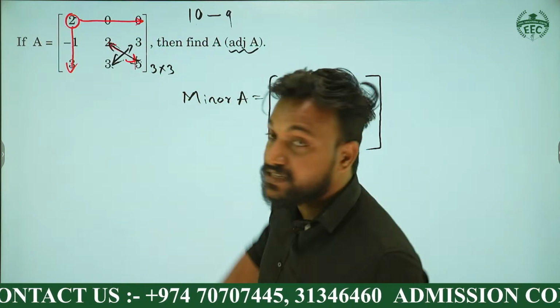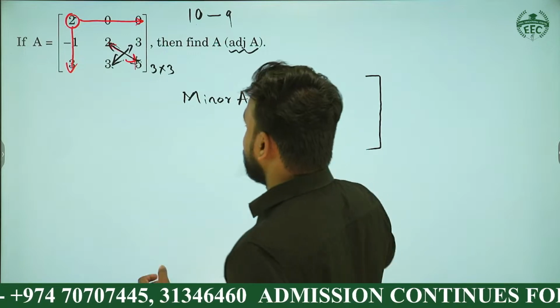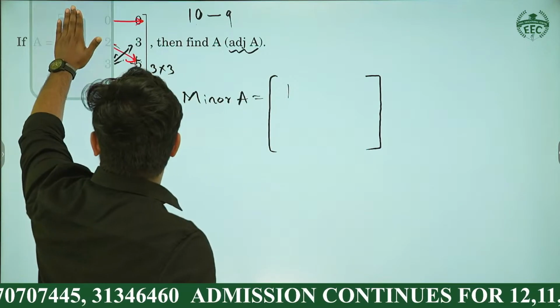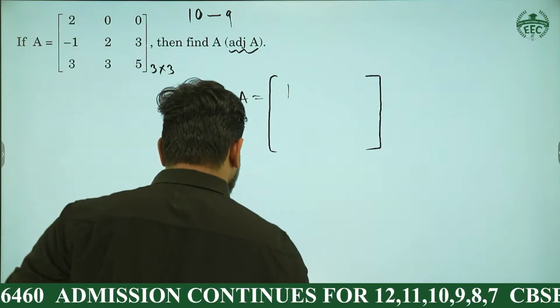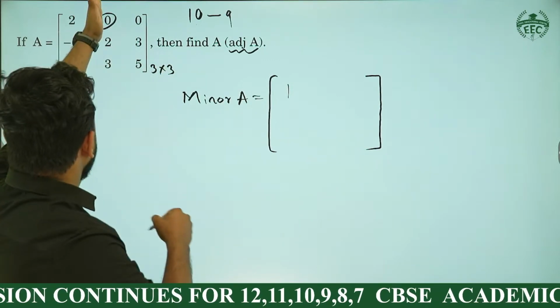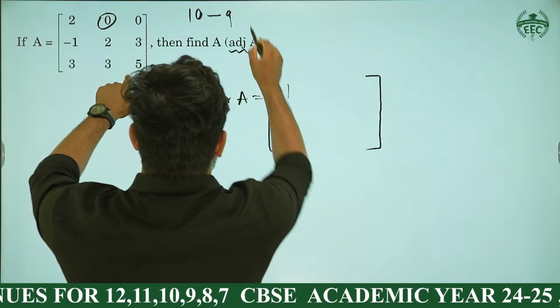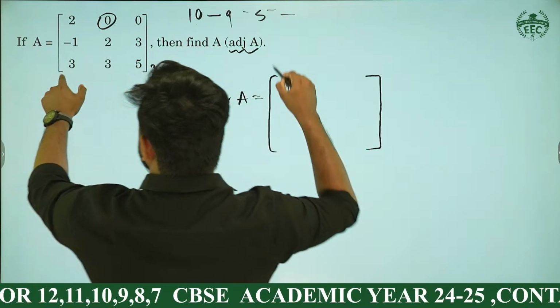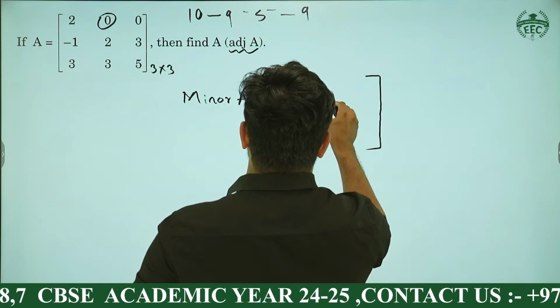Then you have to subtract the product of the other two elements from it, that is 10 minus 9, you will get 1. I'll find all other minors. That is, if you want to find the minor of 0, you have to eliminate this column and this row. Then minus 1 into 5, minus 5, minus 3 into 3, that is minus 9, you will get minus 14.